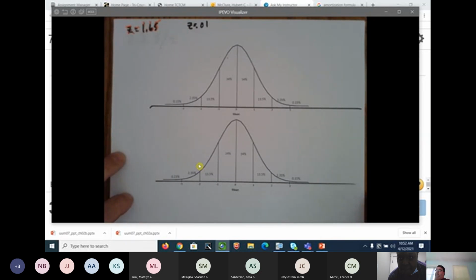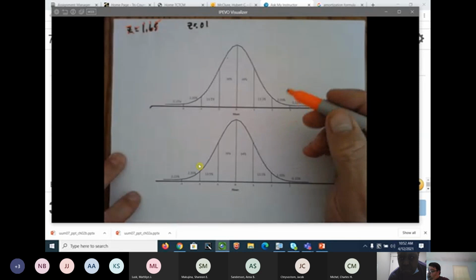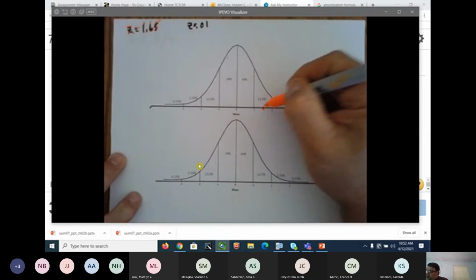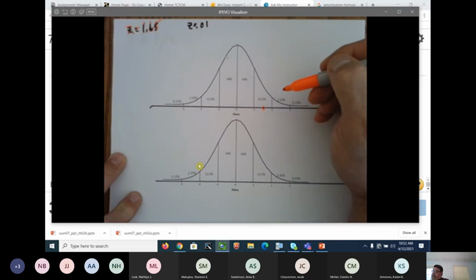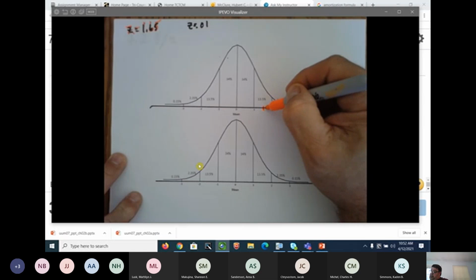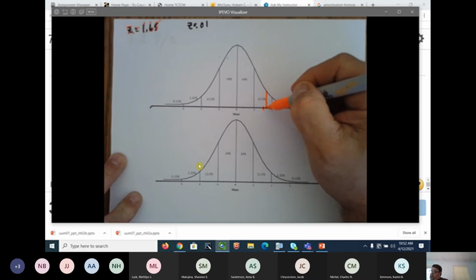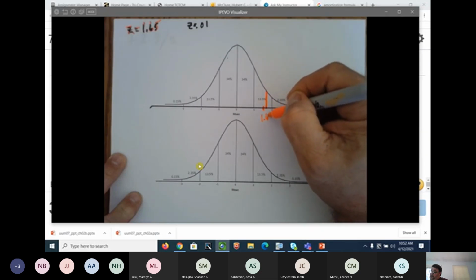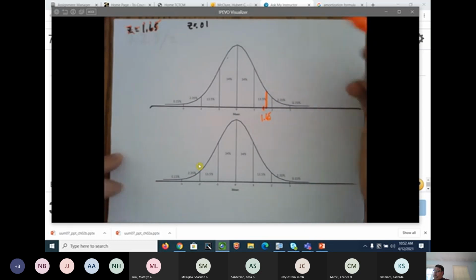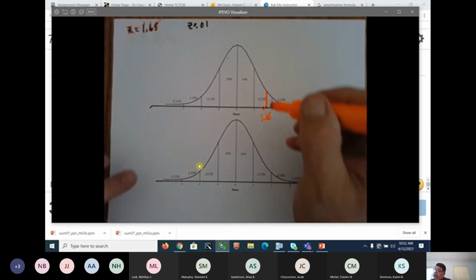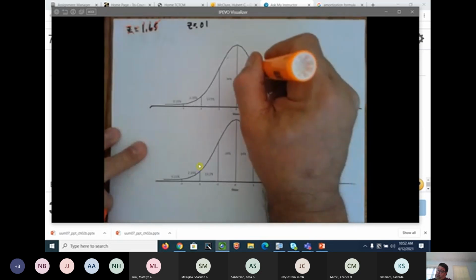1.65. Okay, we'll finish this one. 1.65. There's 1.5. So 1.65 is going to be right in there. And I'm going to highlight that area in orange. So they want the area to the left.